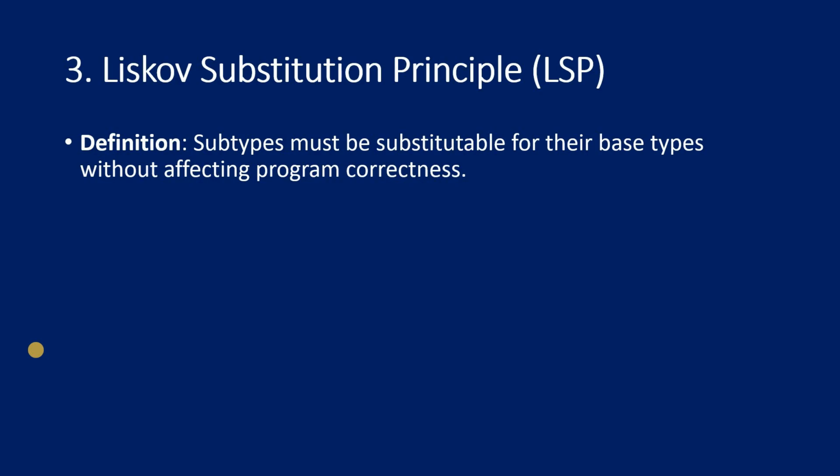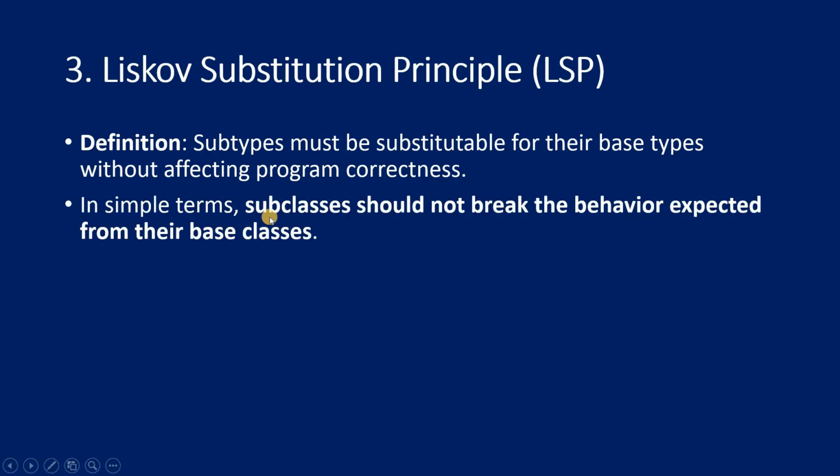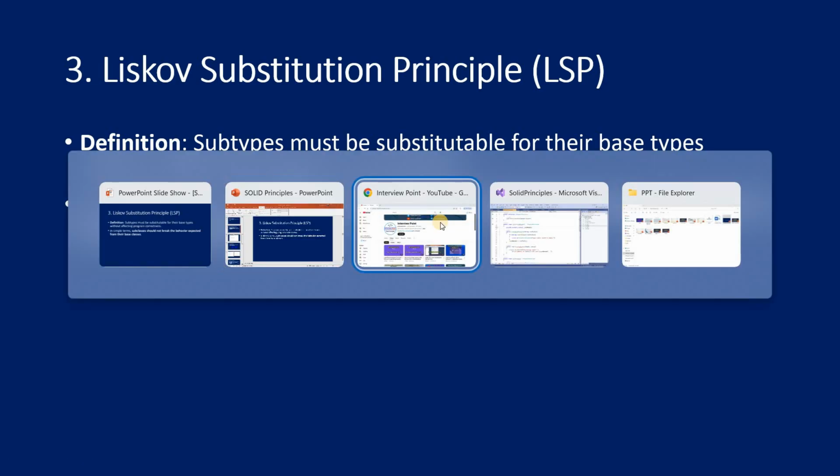The definition is very simple. Subtypes must be substitutable for their base types without affecting program correctness. It means the subclasses must be substitutable for their base classes. Or in simple terms, we can say subclasses should not break the behavior expected from their base classes. So let's understand with the help of an example.